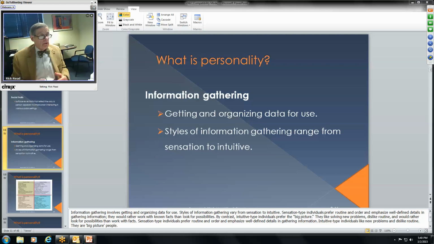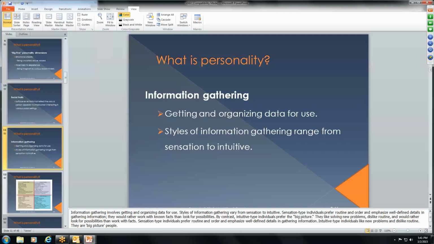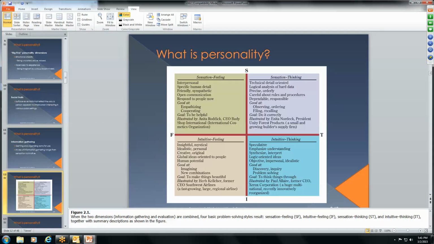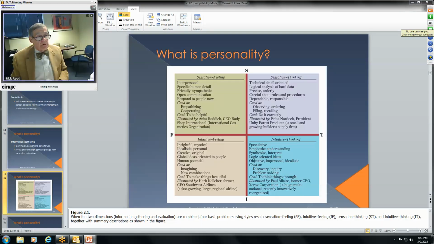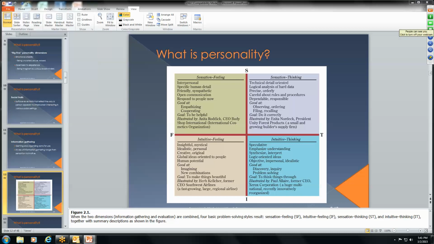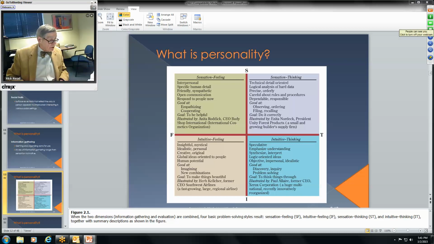Whereas the person who gets it completely from the outside kind of lets that dictate what he or she knows. This is a little bit of a talk about here about the Myers-Briggs system, which is based on the work of Carl Jung, as I remember. I may be wrong about Jung, but it's people who fall into different categories: sensation feeling, sensation thinking, intuitive feeling, intuitive thinking. There's more categories.